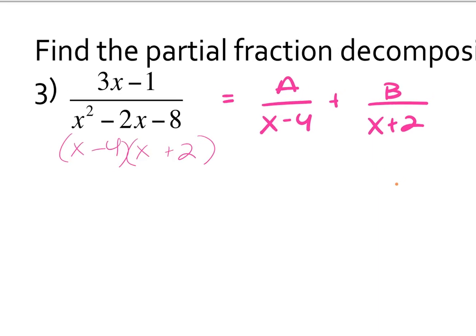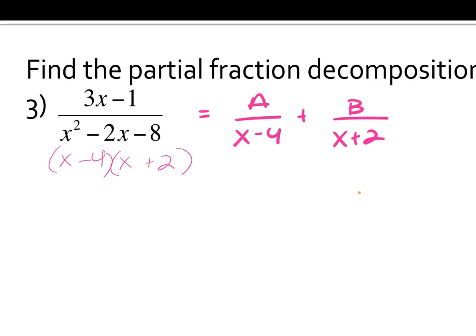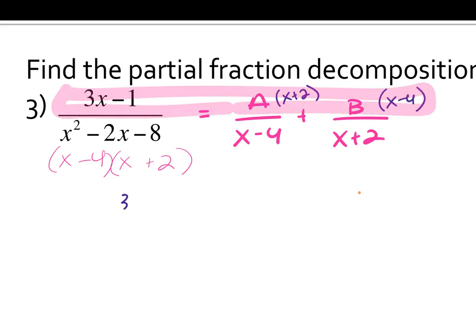And then we multiply by what's missing. So A is missing what? The x plus 2. The B is missing x minus 4. And then we're focusing on just the numerators. So 3x minus 1 equals A times x plus 2 plus B times x minus 4.